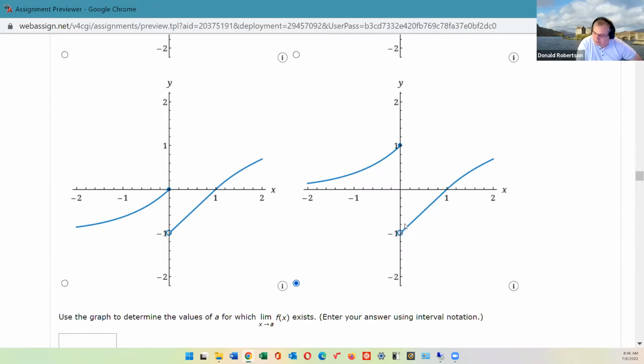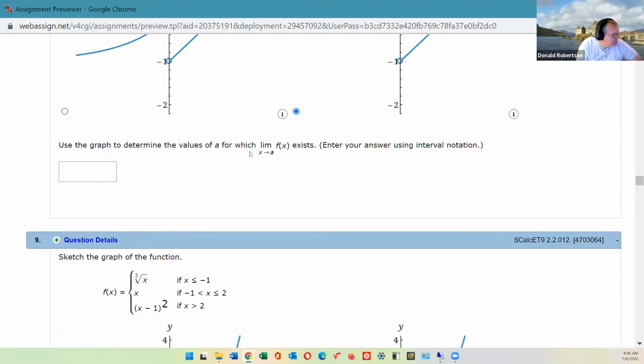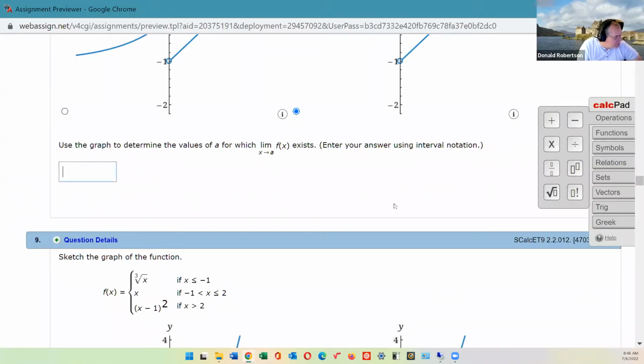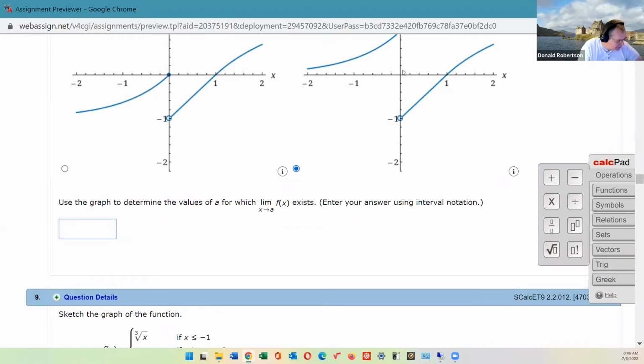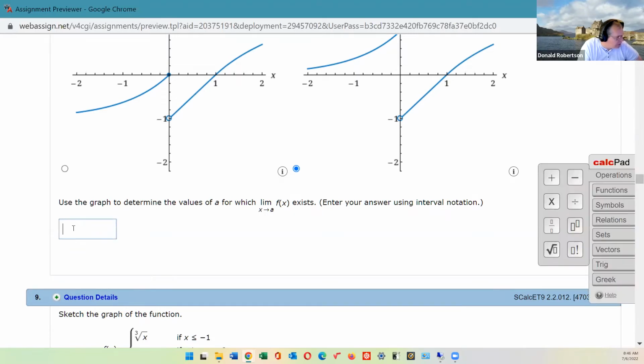Right. The only place there's a problem is at 0, agreed? So when they talk about use your graph to determine the values for which it exists, you're basically going to say everybody except x equals 0, and you're going to have to give your answer in interval notation. So let me show you what that looks like.